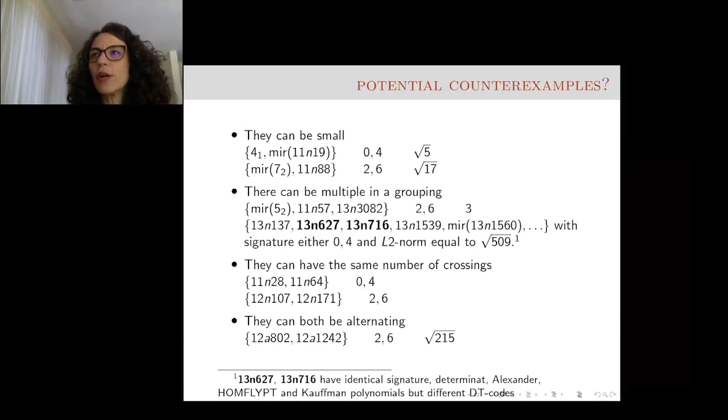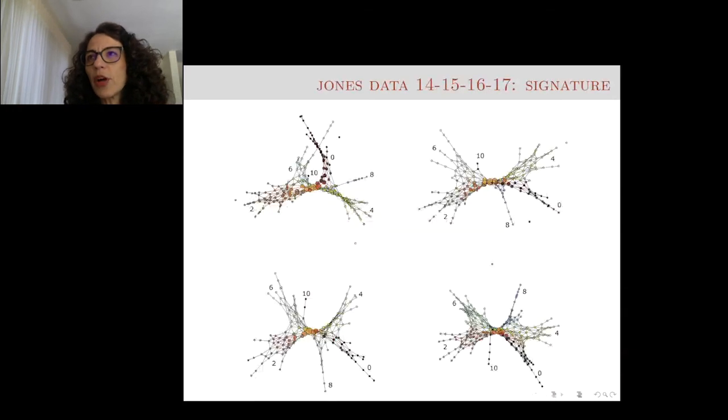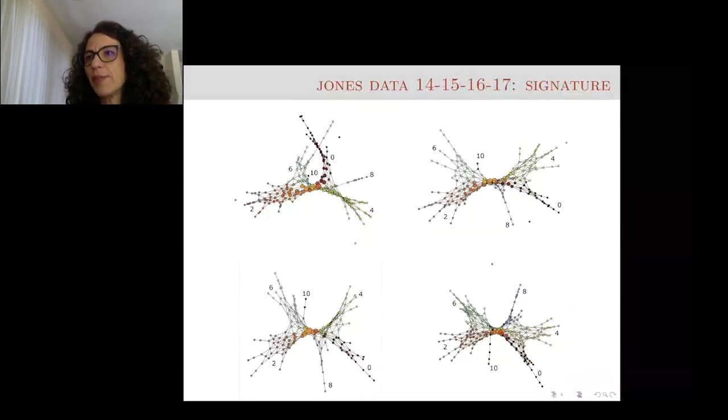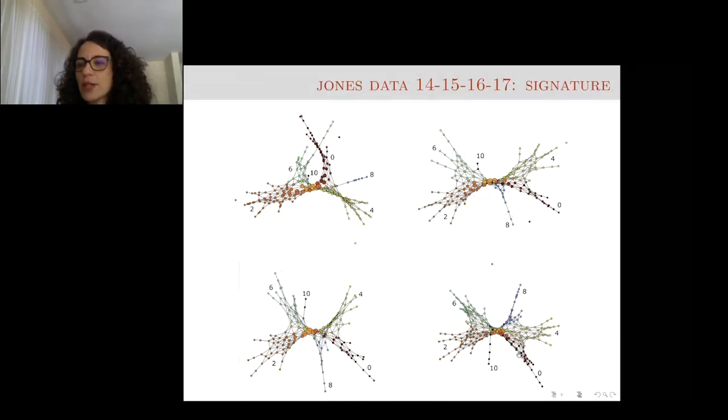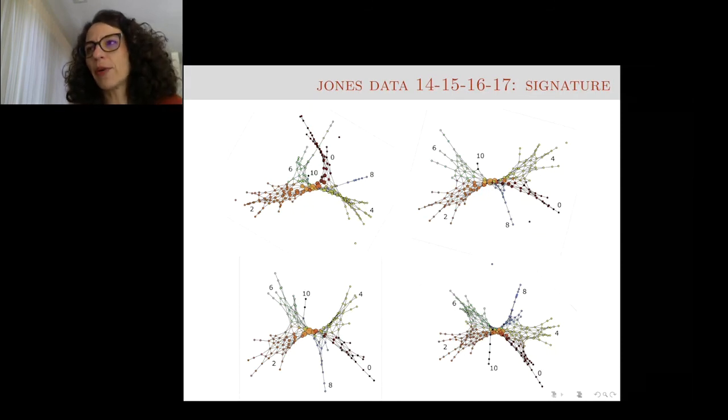So the Jones polynomial will not help us determine the signature for many knots, but again, here are the plots. This is the 14 crossing data. This is the 15, 16, and 17 crossing data. This is our crossing filtration. Again, there are slightly different embeddings of the Ball Mapper graphs, but I hope that you can see the stability of this structure that appears.